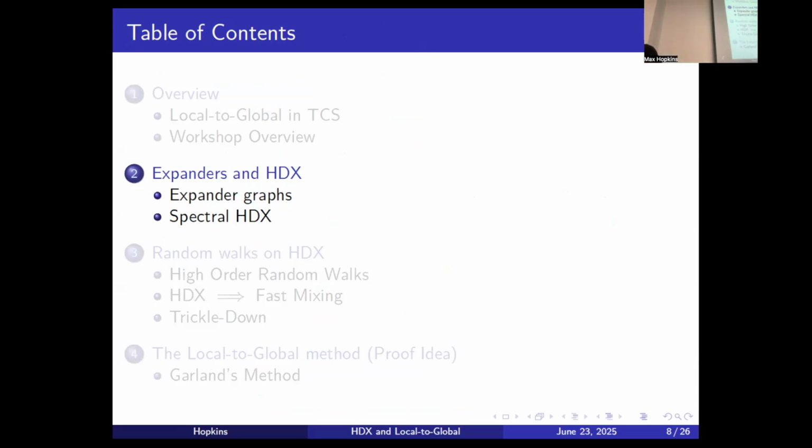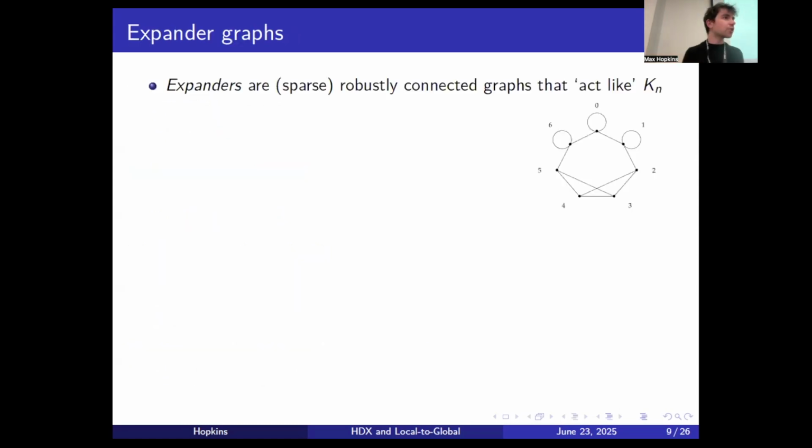Okay. Great. So things will now become slightly more technical. So please, again, stop me if a definition is unclear, and we can spend a little bit of time on it. Okay, so I'm sure that most of us already know and love expander graphs. Expanders are, roughly speaking, sparse, robustly connected graphs or networks, like the one shown here, that mimic the complete graph Kn in various different ways.